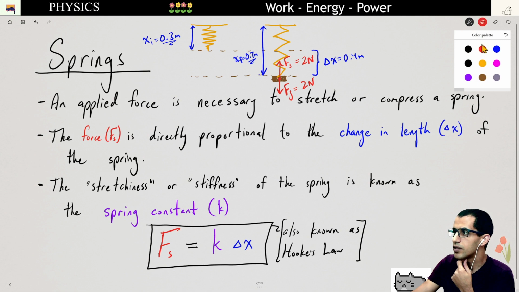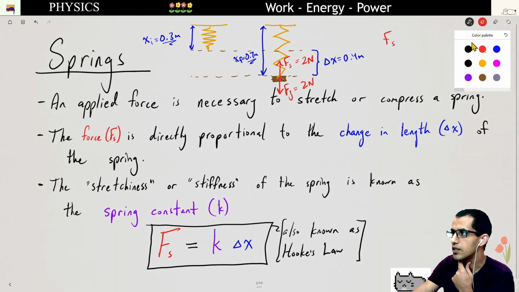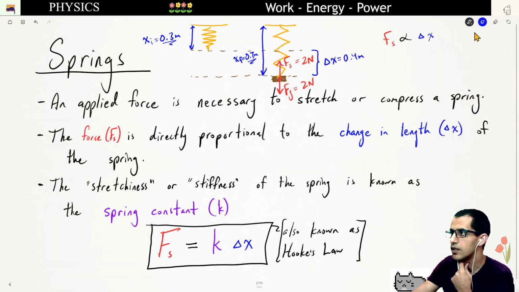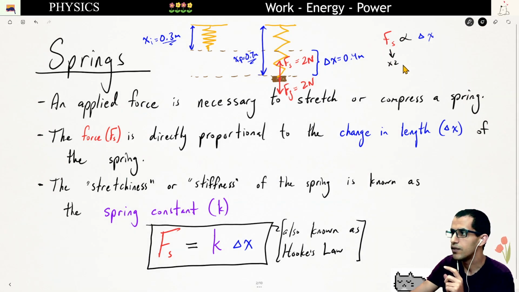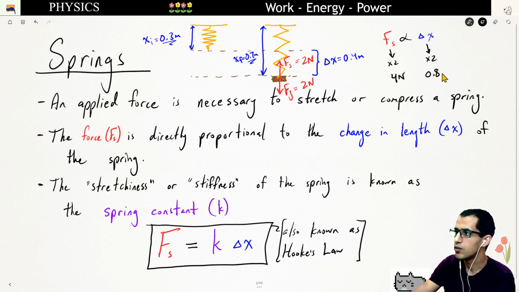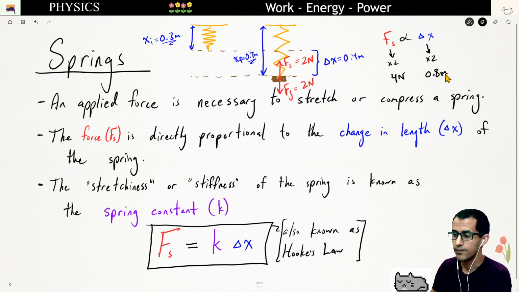So we are making the claim that the force of the spring is proportional to the change in length. This just means that if I were to double the force on the spring to say 4 newtons, I should expect that the change in length of the spring should also double to a new length of 0.8 meters. And we'll demonstrate this in the simulation in 1 second.